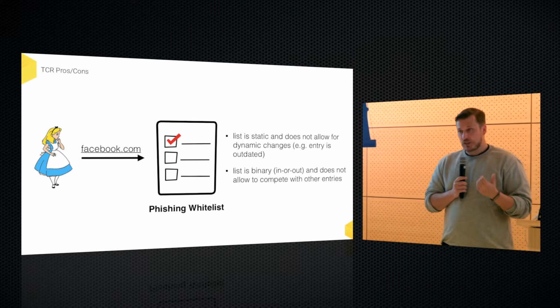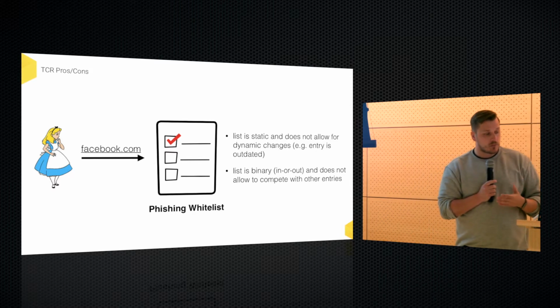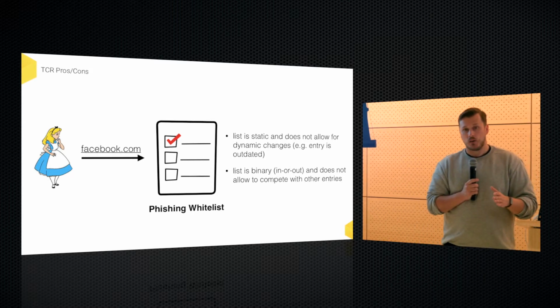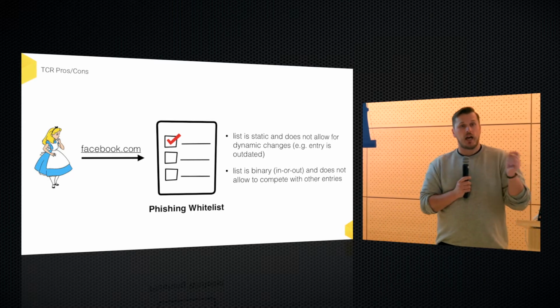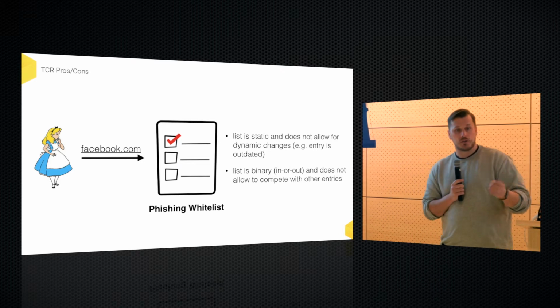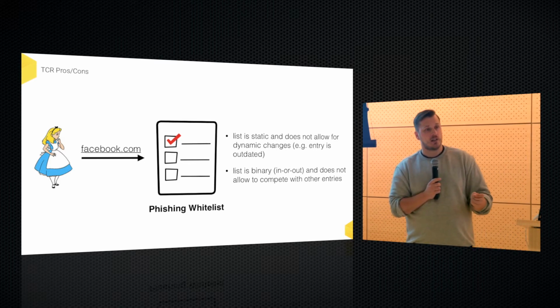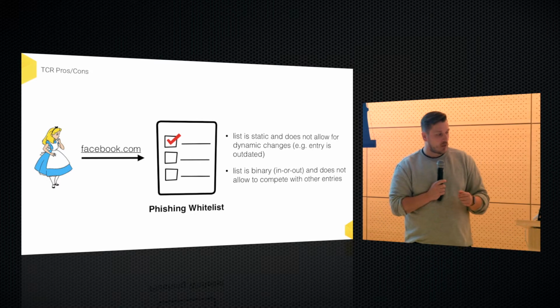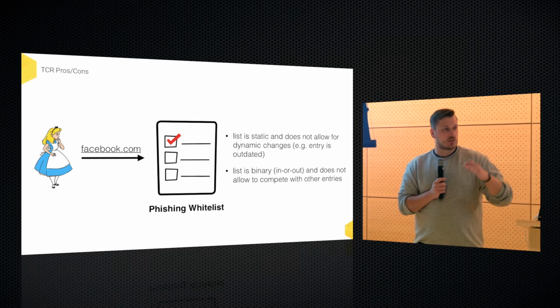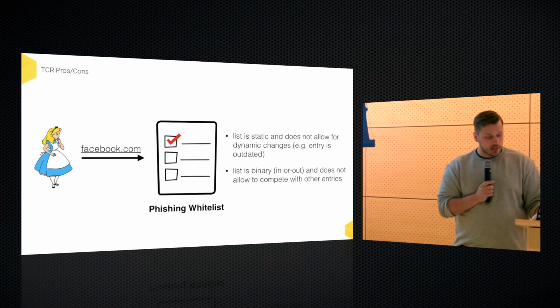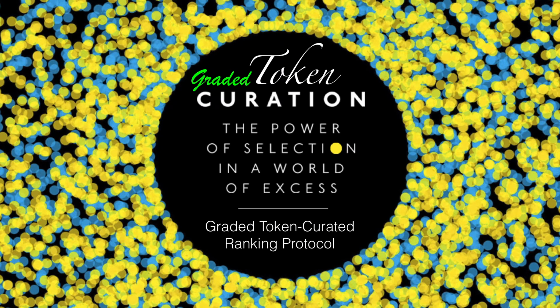These kinds of lists also have the limitation that they're a bit binary, in the sense that either you're in or you're out. But what happens, for example, if an entry updates over time? Think about a website that is good, but at some point it gets hijacked and then turns into a bad site. The mechanics of TCRs do not allow us so far to update the changes in a smart way. And that was exactly the motivation for us to give more functionality to that mechanism. We call it graded token-curated registries.